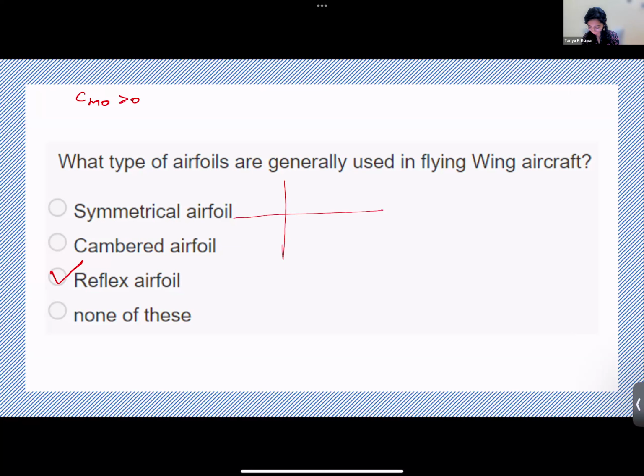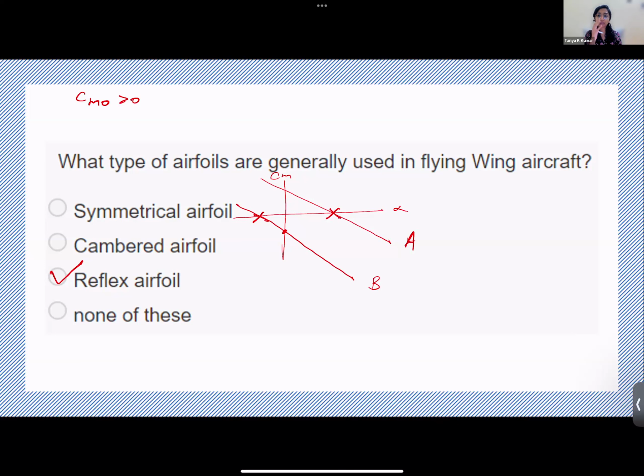So if this was your Cm versus alpha graph, in this case, Cm naught is positive. And if it was negative, this is Cm versus alpha. This is case A, case B. So for case B, Cm naught is negative, right? So this is your Cm naught. And in the case of B airfoil, if you want to trim the aircraft, it will trim at a negative angle of attack, which is not desirable. But in the case of airfoil A, you're trimming the aircraft at a positive angle of attack. So for this, what do we need? We require Cm naught to be not less than 0.